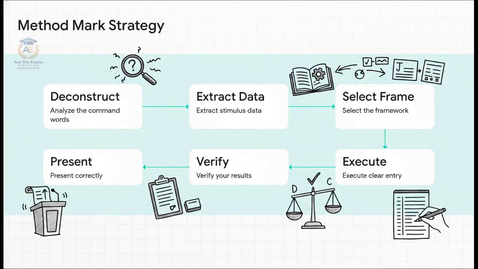Second, you extract your data carefully. Third, you select the correct accounting framework for the scenario. Fourth, you execute the entry. Fifth, verify the balance. And finally, step 6, present it flawlessly. Why does this matter so much? Because following this exact sequence ensures that even if you make a tiny, silly arithmetic error under exam pressure, your flawless methodology is still going to secure the vast majority of the marks. They are grading your thinking process.